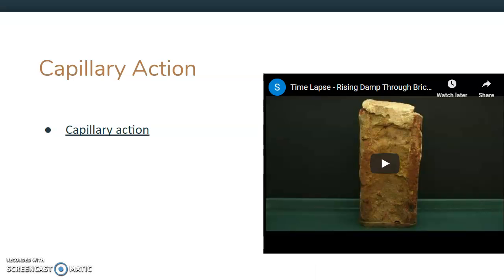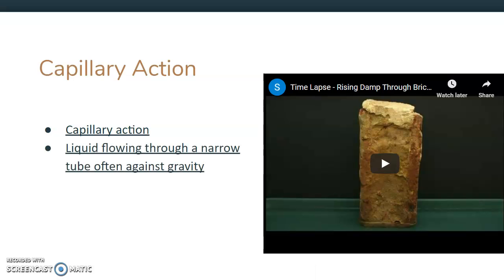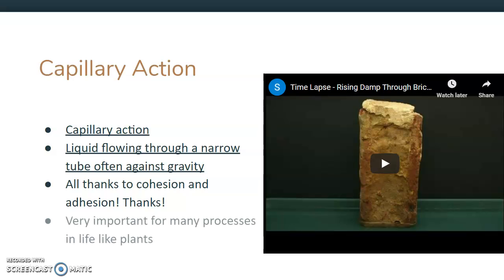So we're going to define what capillary action would be. It's liquid flowing through a narrow tube or even just a porous area, usually or often against gravity. This is what happens thanks to cohesion and adhesion. It's super important for many processes, but especially in life, like plants.